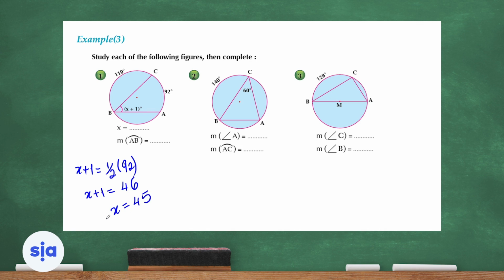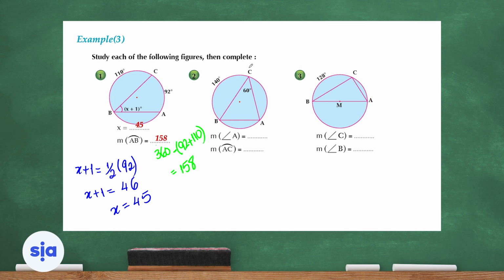And now, how can we find the measure of arc AB? The measure of arc AB is 360 minus the 92 plus the 110. So, the measure of arc AB is 158. So, as we just said, x equals 45 and the measure of arc AB is 158.